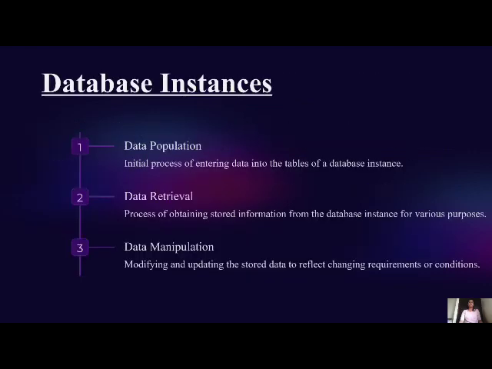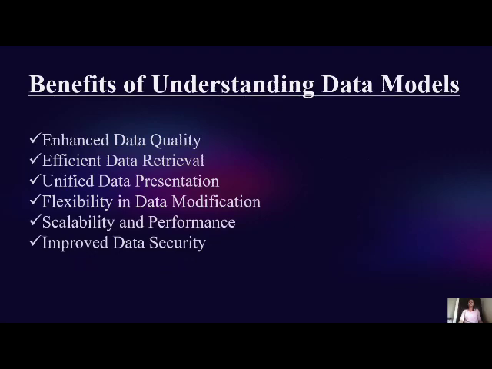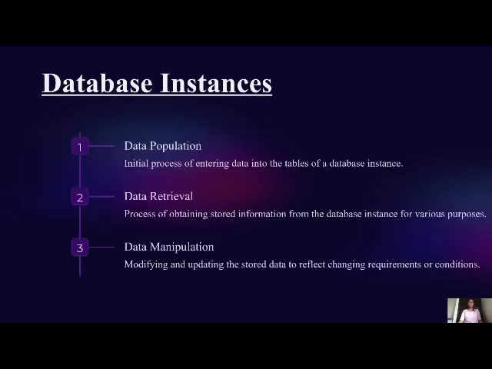Database instances consist of data population, data retrieval, data manipulation. Data population: the initial process of entering the data into the tables of a database instance. Data retrieval: the process of obtaining the stored information from the database instance for various purposes. Data manipulation: modifying and updating the stored data to reflect changing requirements or conditions.